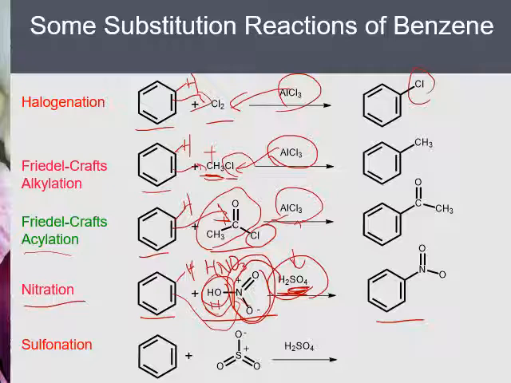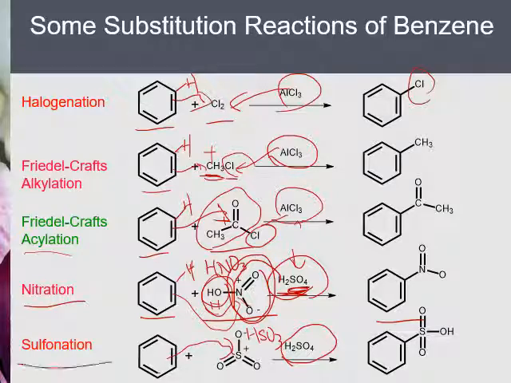Benzene mixed with SO3, sulfur trioxide, with sulfuric acid. Sulfuric acid will protonate this oxygen and then attack, followed by elimination. And the reaction is called sulfonation reaction. So we are going to show mechanisms of these reactions in more detail.